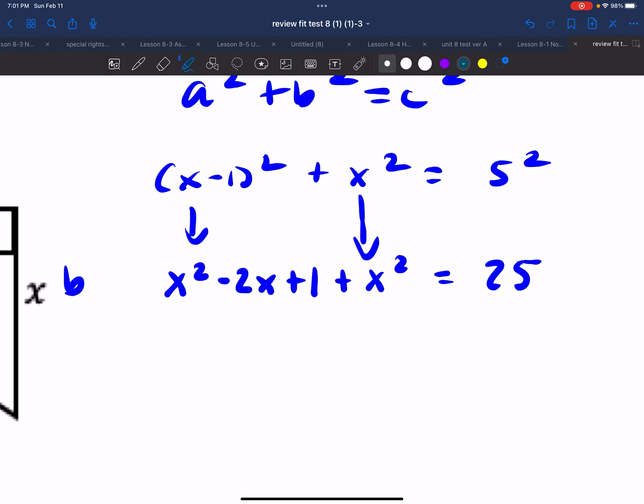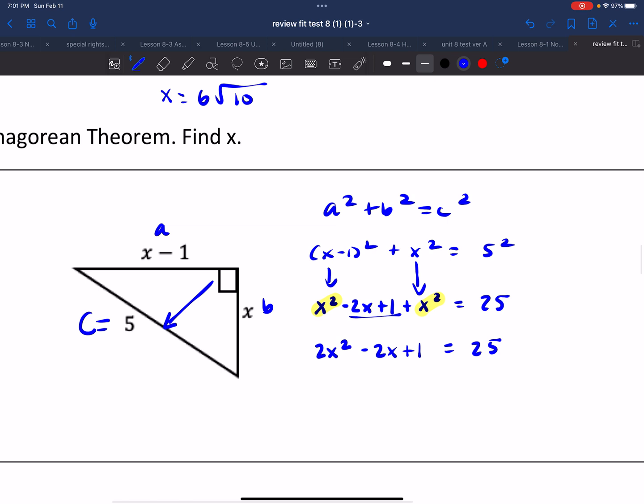Because now what I'm doing is I'm going to check to see if I can combine any like terms. Notice that we have an x squared here and an x squared here. I'm adding those, like terms there. So it's x squared plus x squared. So I have 2x squared. Then I'm going to go ahead and bring down the minus 2x plus 1, equal that to 25. Okay? Now, this is where students get stuck because they get to this point and they have no idea what to do.